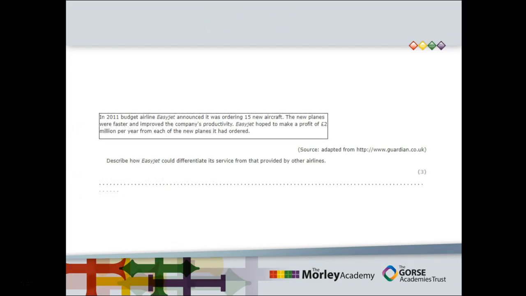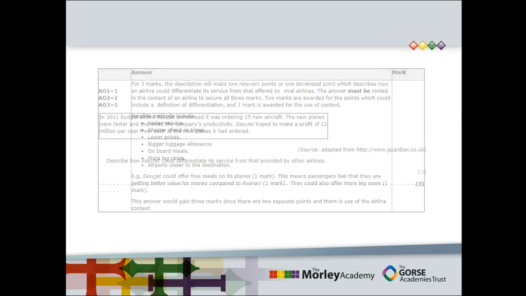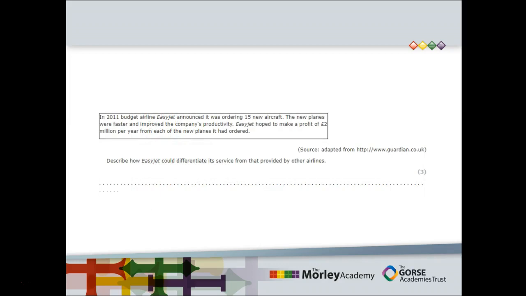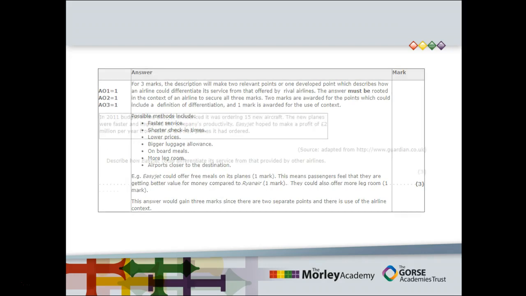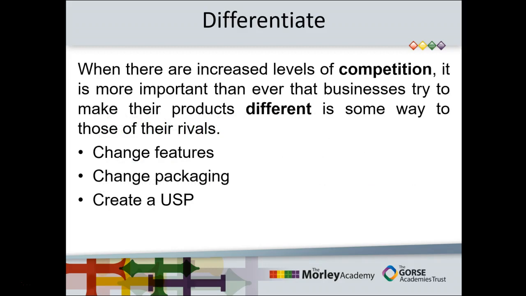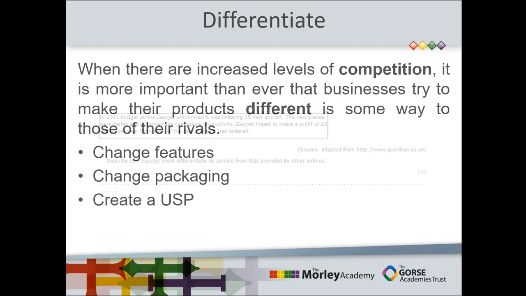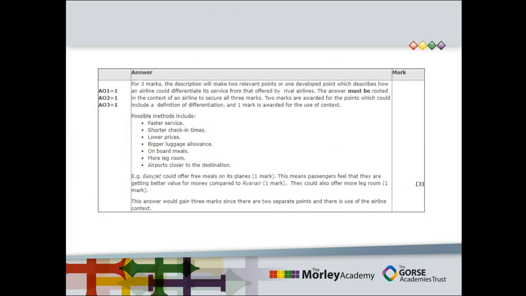Question from a couple of years ago: how can EasyJet differentiate its service from that of other airlines? Now the key here is other airlines. The answers it was looking for were things like faster service, shorter check-in times. Now I'm just going to go back a second. Change features, change packaging. Change features for an airline would be the things that the airline can specifically do. It wanted the answer in context, and that was what was really important about this question. So they could offer free meals. This would mean that people feel they're getting better value for money. They could also offer more legroom.